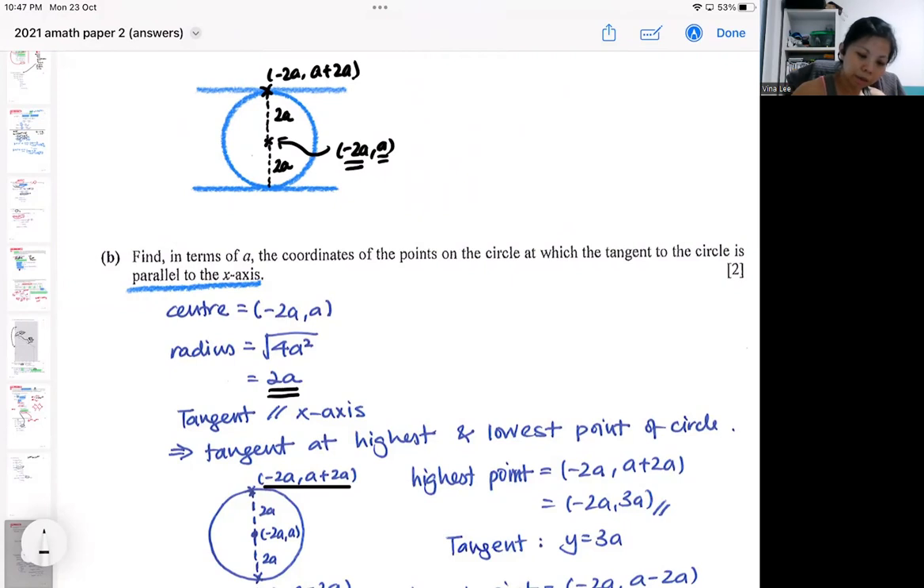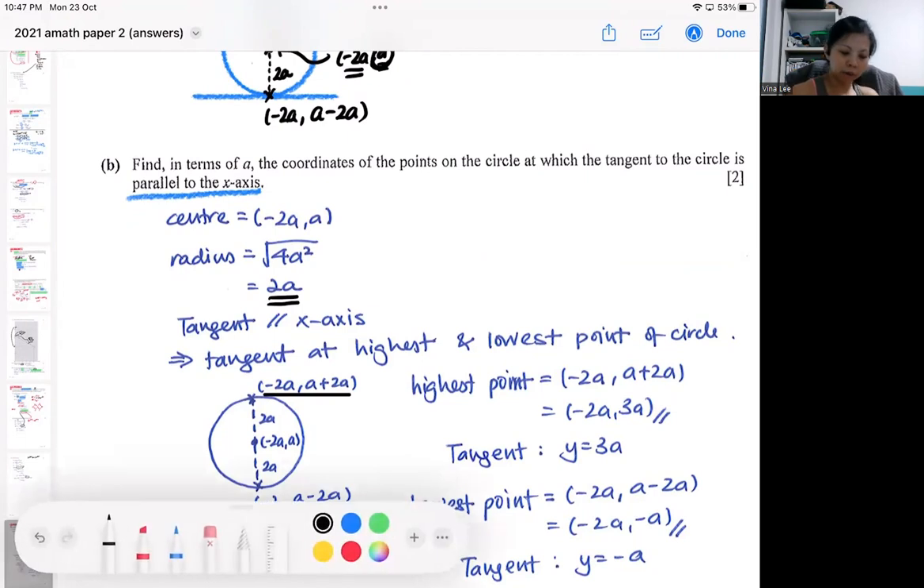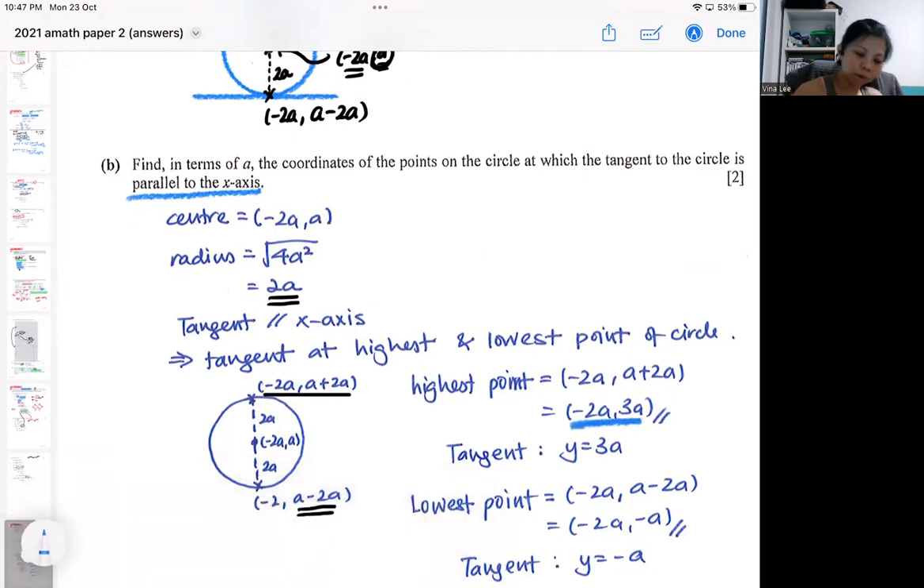So the same thing happened here. So for the lowest point, it will have the same x coordinate as well, but it will be lower than this by 2a. So you will move down 2a units. So that's how we find the highest point and the lowest point. So they can also ask you for the equation. So once you get the highest point, they can also ask you for what is the equation of this tangent.